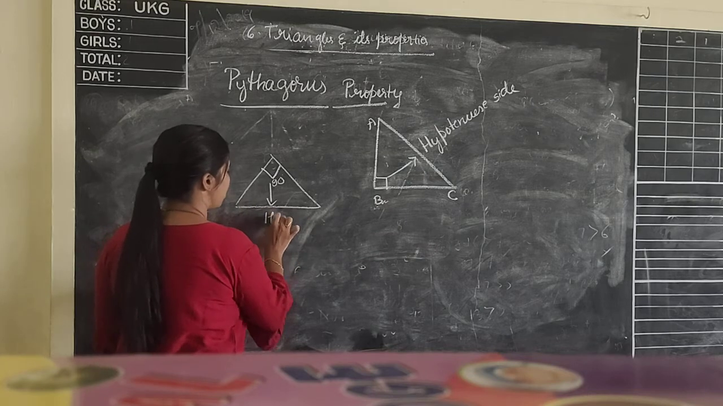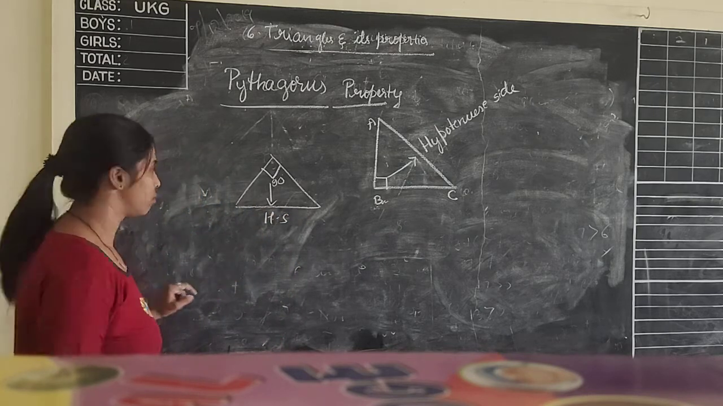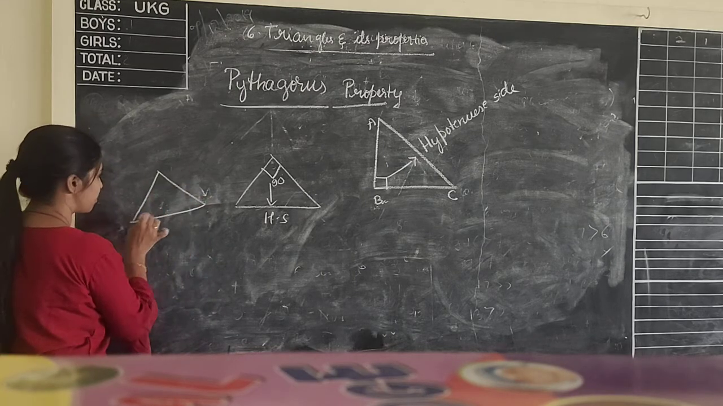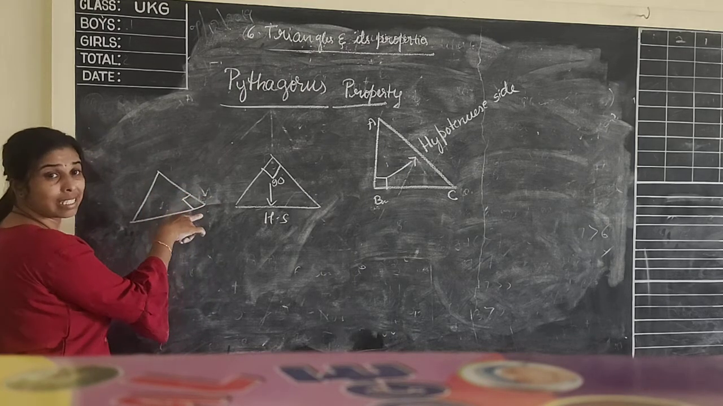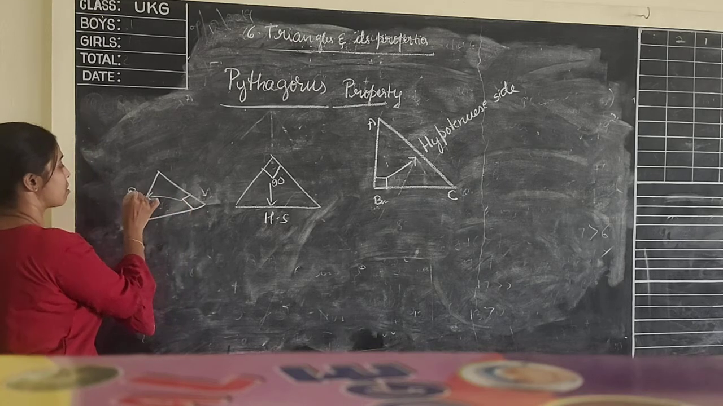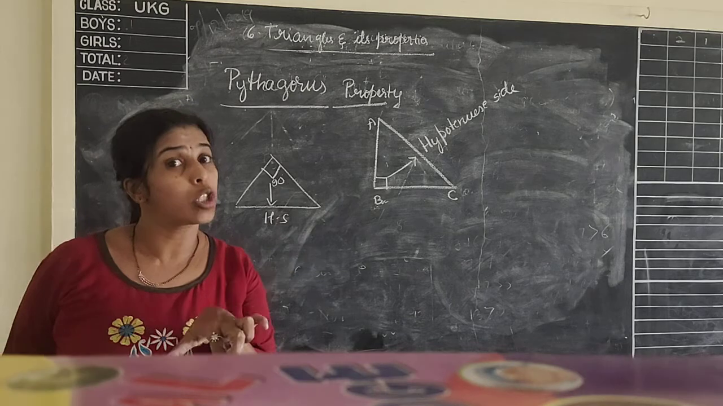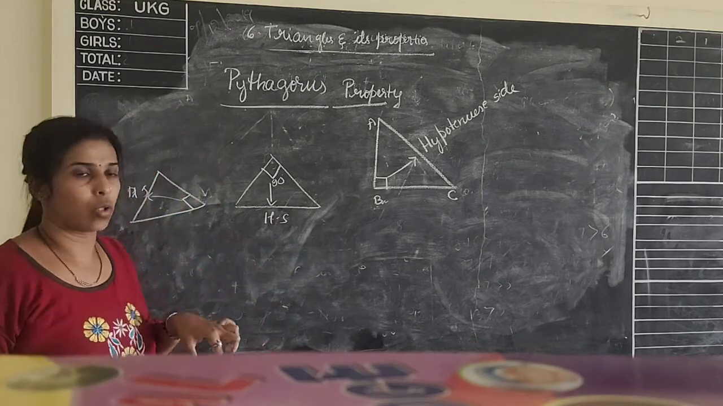If your diagram is like this, if the symbol is clear, then this is the hypotenuse. See, where 90 comes, opposite to that side is the hypotenuse. Okay?